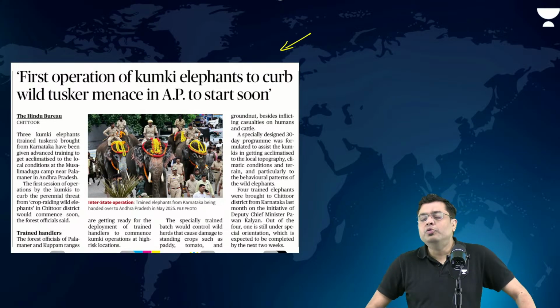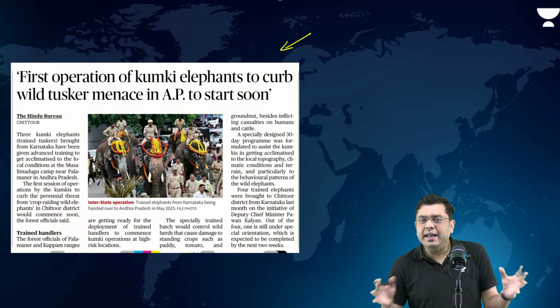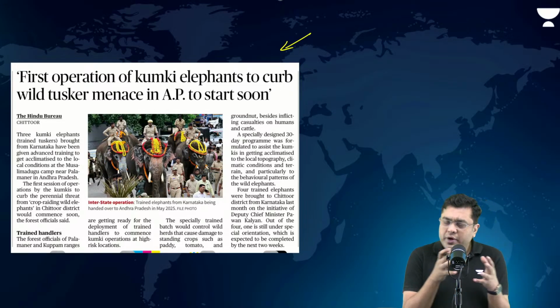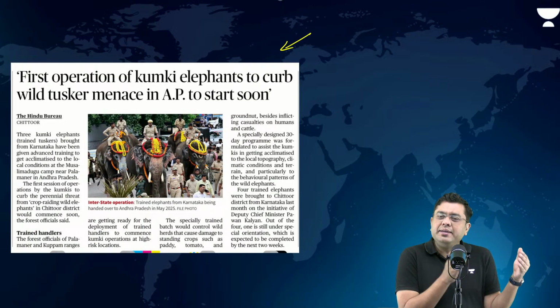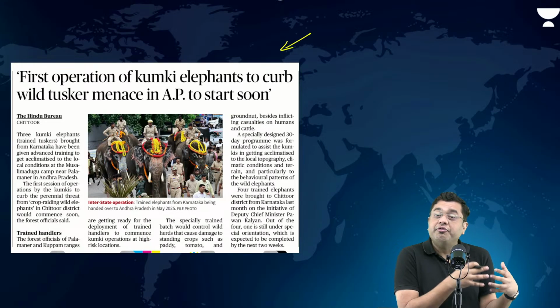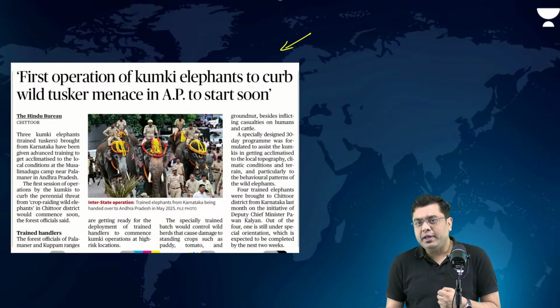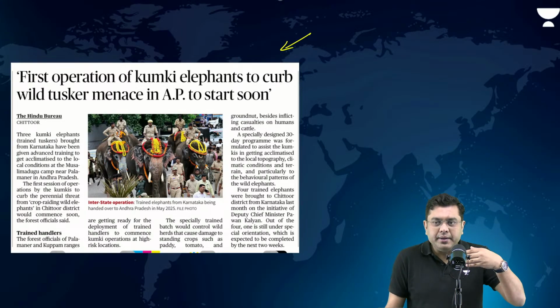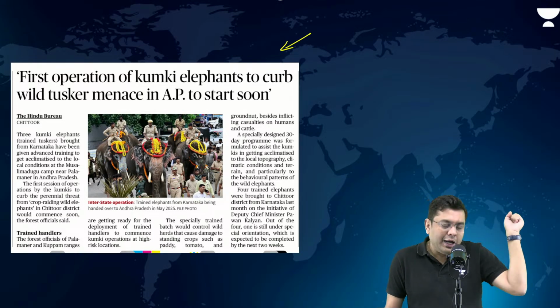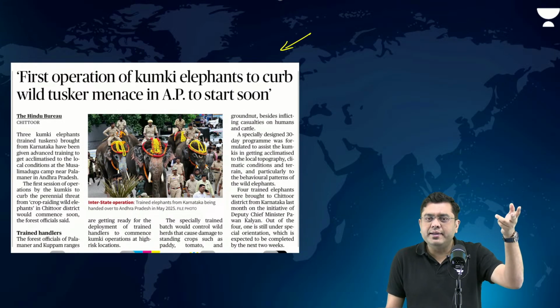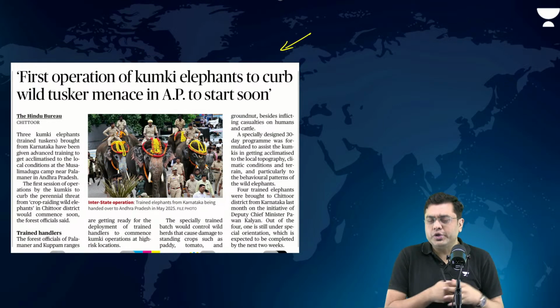Now, what are these Kumki elephants? Kumki elephants basically are trained elephants that end up being the guide to the wild elephant herds that you see in the wild. Many times, you have wild elephants going on a rampage. Now, you kill them, you euthanize them, or you tranquilize them. But these are too harsh a measure.